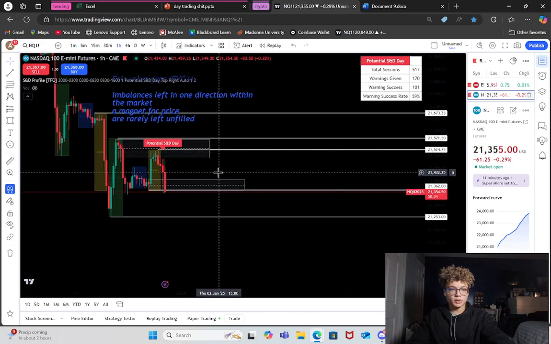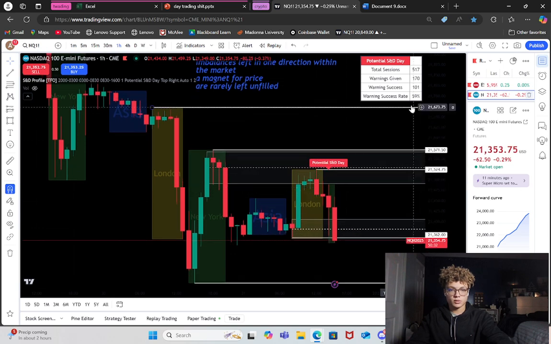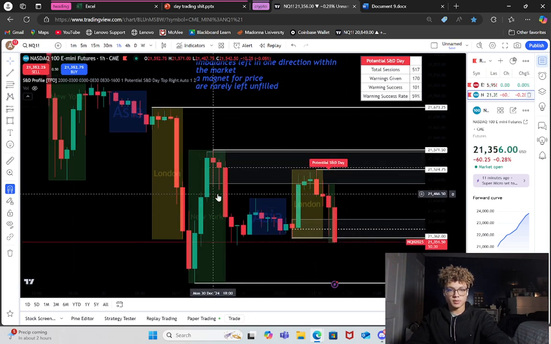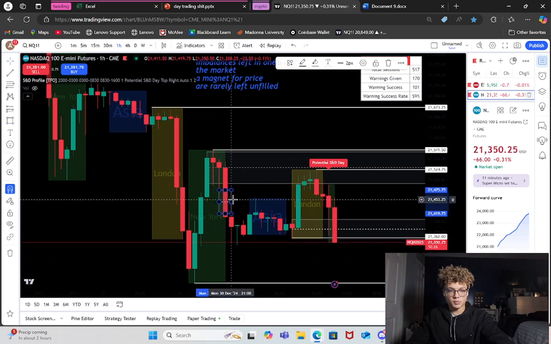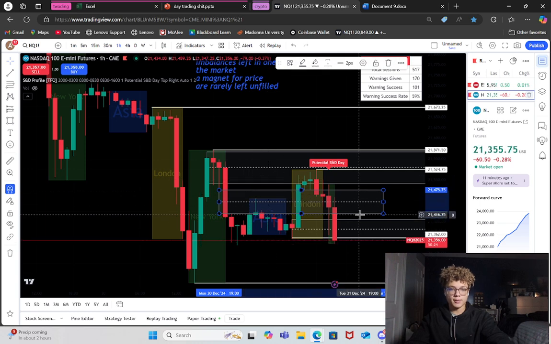So like we see here, we have a good one right here. Bam, it's basically filled in, right? So I'll mark it out obviously to give you guys good visuals. We have this bearish fair value gap right here. Bam, it got filled in.